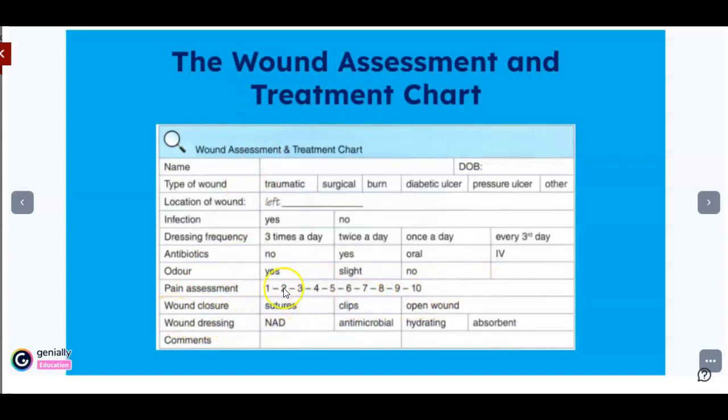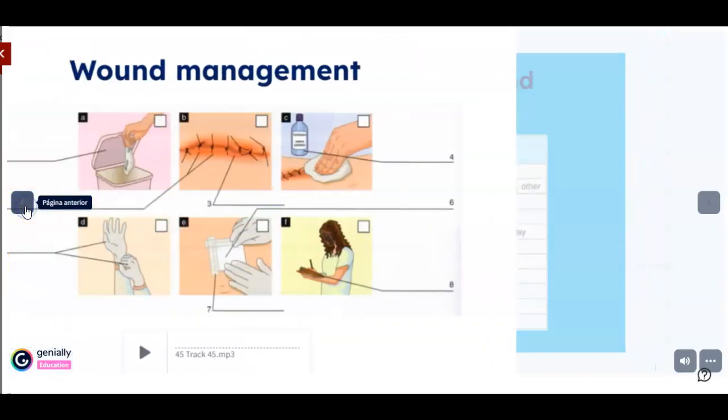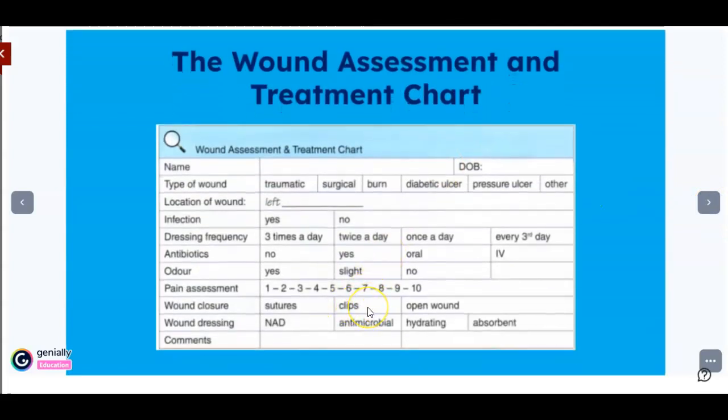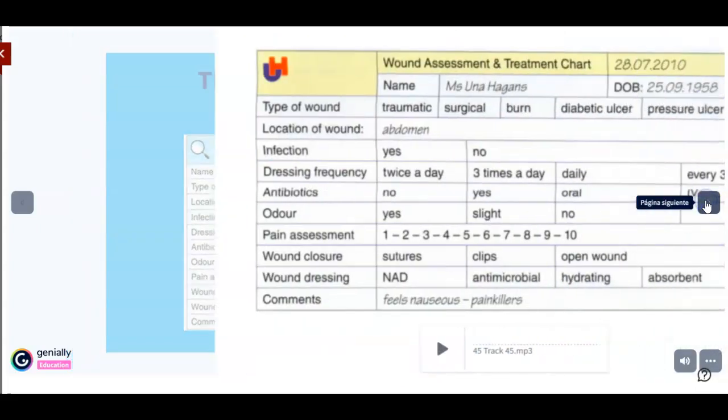The wound closure, if it has sutures, okay, like this one, you know them. If it has clips, these little pieces of tape that you use when trying to cover a wound, and then open wound. Then a wound dressing: not applicable, antimicrobial, hydrating, absorbent, okay, and then any other comment that you can have about this wound, okay.